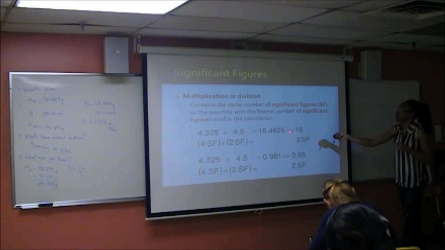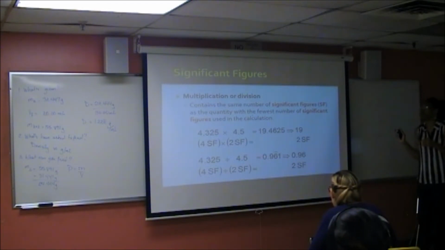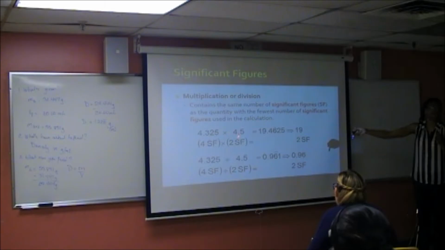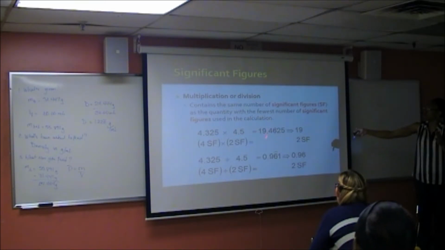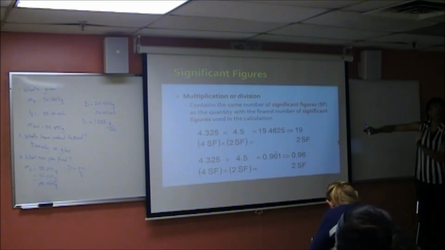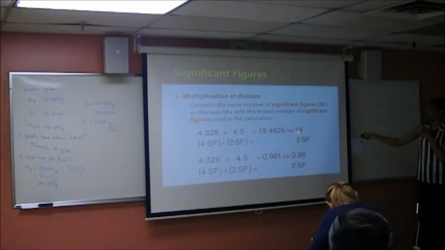we get 19.4625. Where do we cut off? At 19, because we only need two significant figures. So when you cut off at 19, you look at the neighbor. The neighbor is below 5, so you drop everybody and you just keep 19.